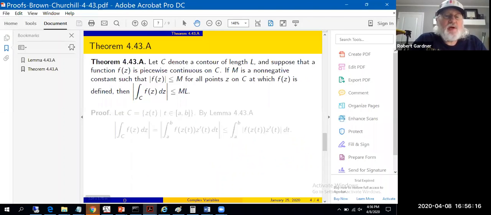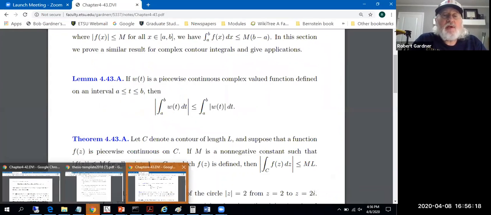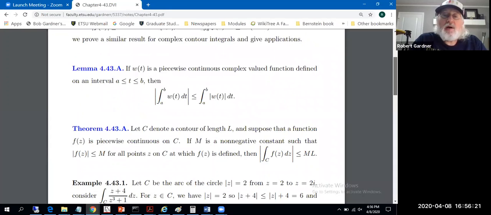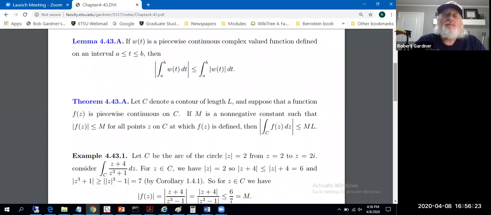Okay, next result, back to the notes. The next result is a slightly more general result. It says, suppose instead of w of t, we integrated a function f of z. Well, you integrate functions f of z by producing something of this w of t form. So Theorem 4.43(a) says, let C denote a contour of length L, and suppose that a function f of z is piecewise continuous on C, so we can take the integral.